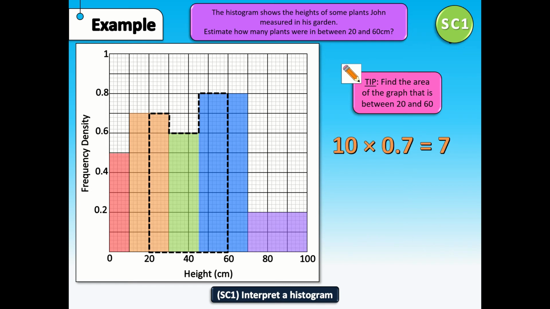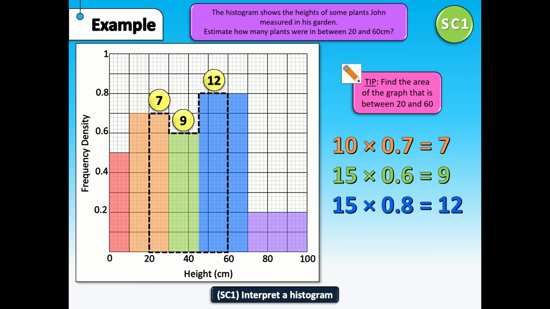Well, the area of the orange bit is 7. The area of the green bit is 9. And the area of the blue bit is 12. So that's a total area of 28 plants. So there were 28 plants between 20 to 60 centimeters tall.